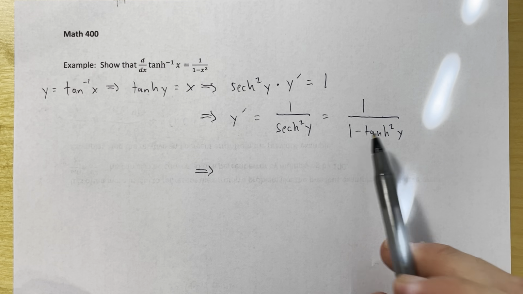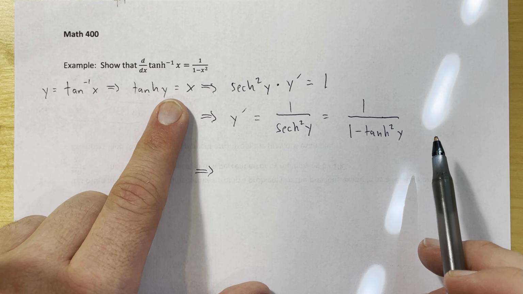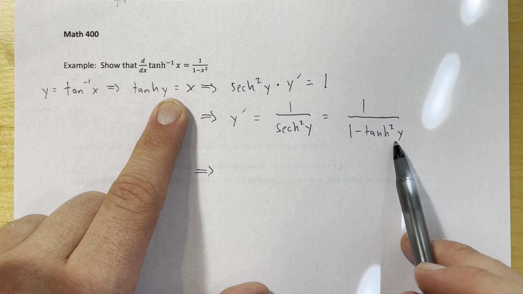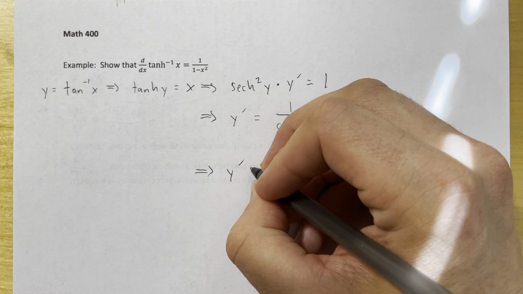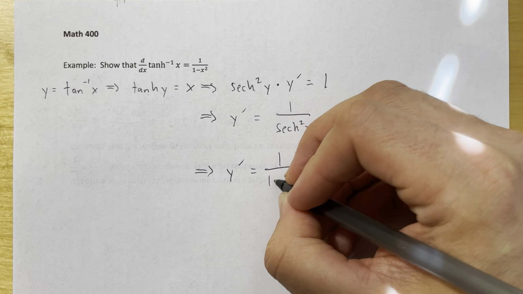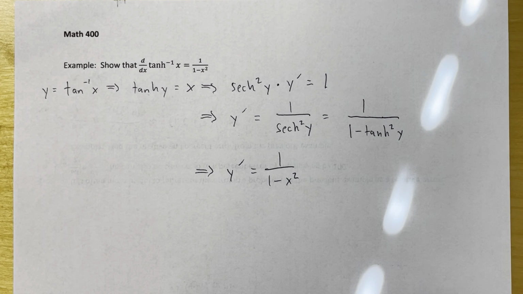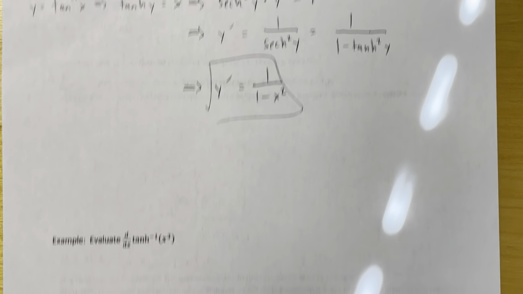However, tanh of y is equal to x. So I can replace this tanh of y with an x, making an x squared here. And that gives me y prime equals 1 over 1 minus x squared, which is exactly what we were expecting to see. Okay? So there's my derivation for that.